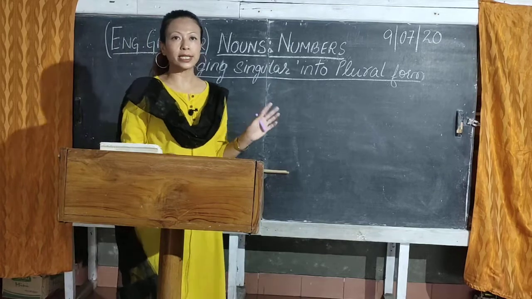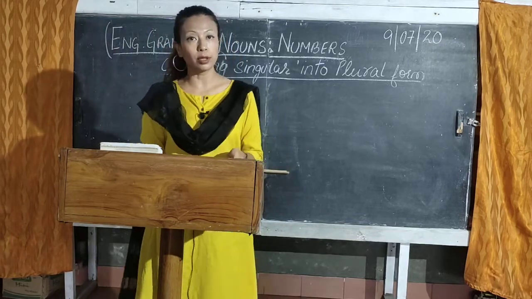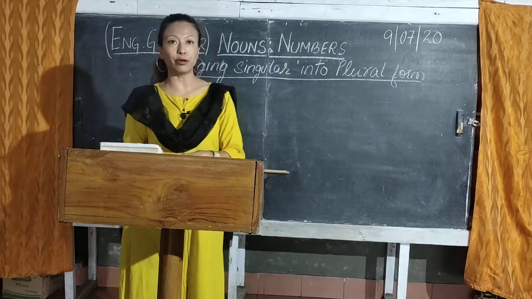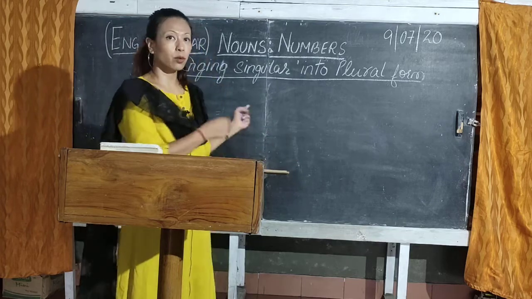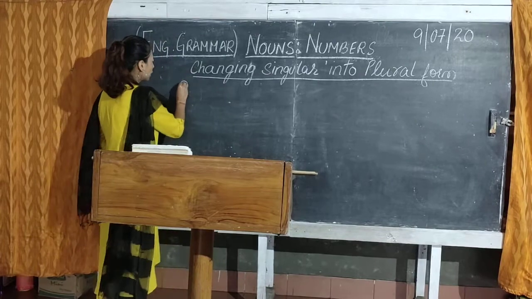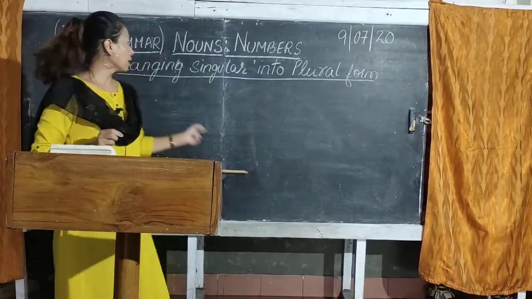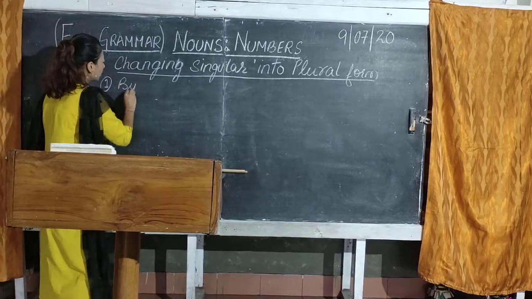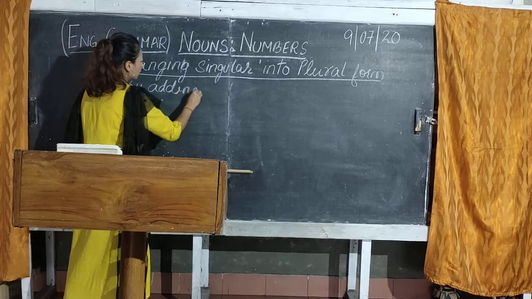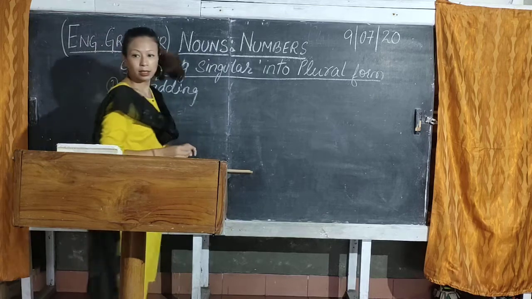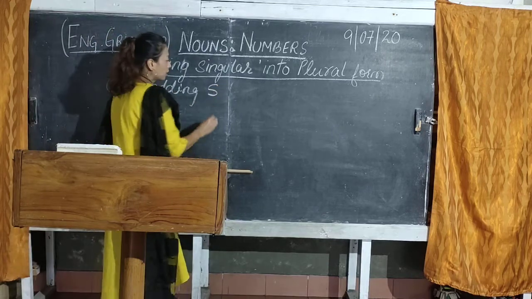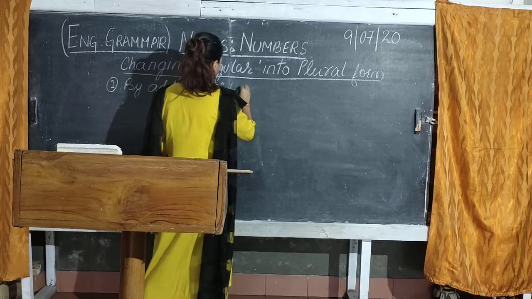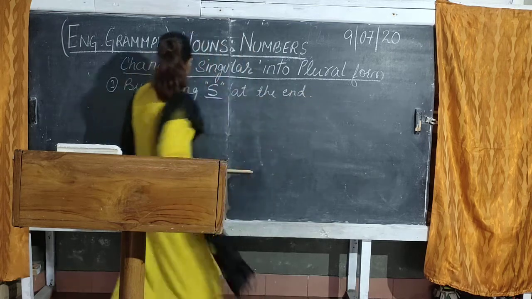So now, since we have discussed what a singular noun and a plural noun is, now we will be going ahead with changing singular nouns into plural form. The first way we have already discussed, in the definition only. That is by adding s at the end.